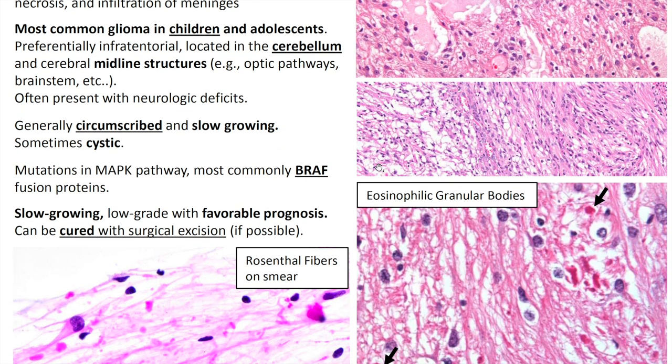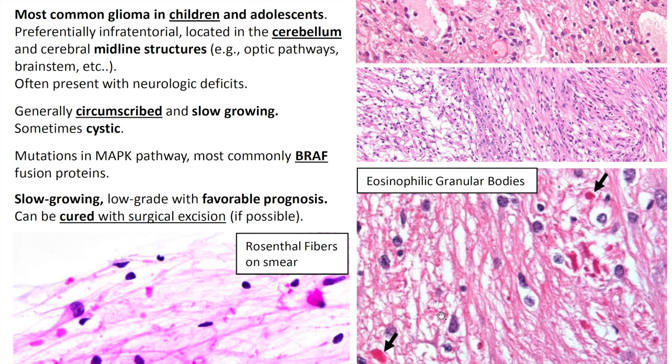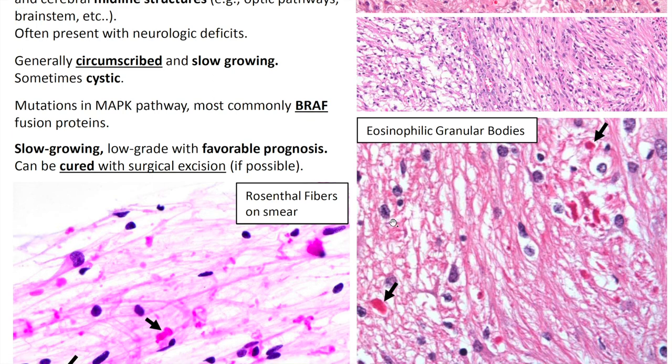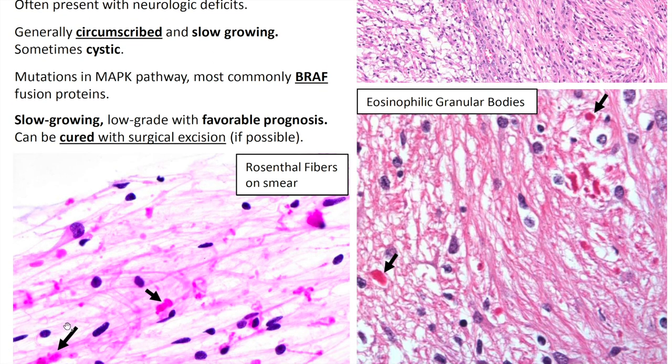Here is a picture of those eosinophilic granular bodies we alluded to. They're more circular, whereas the Rosenthal fibers are a little bit more elongated, such as what we see here in this image. This is actually on a smear. And then you have eosinophilic granular bodies, which, as the name would suggest, are more granular, concentric. Rosenthal fibers are more elongated.